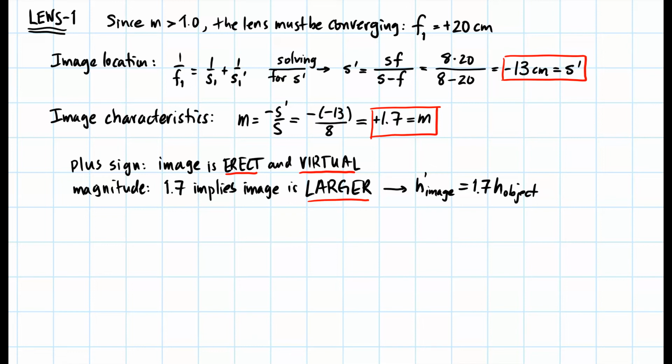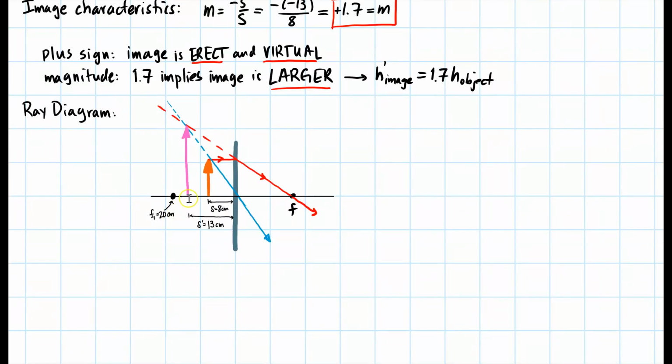Now, drawing in the ray diagram shows that with the focal length of 20 centimeters, the object at 8 centimeters, then that image is going to be inside the focal point at 13 centimeters.